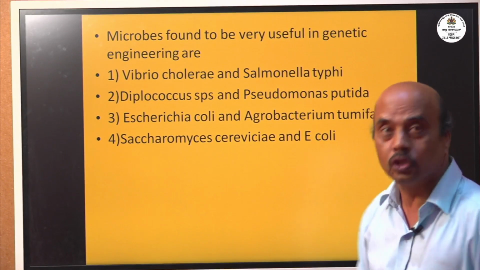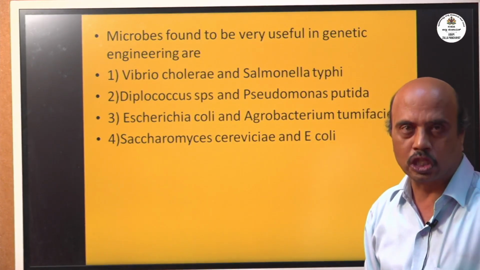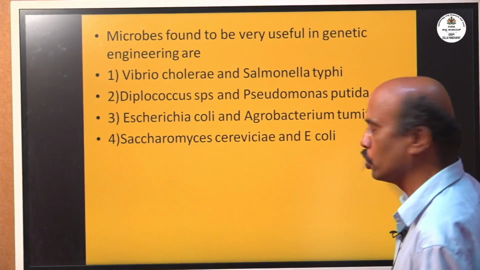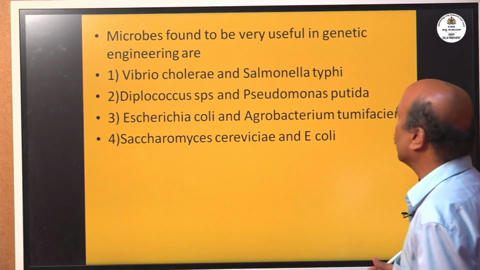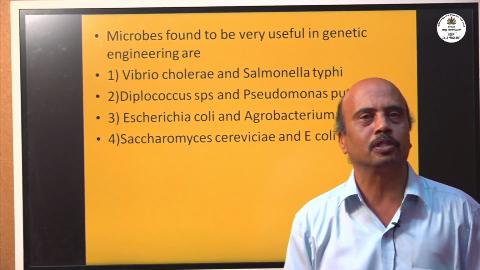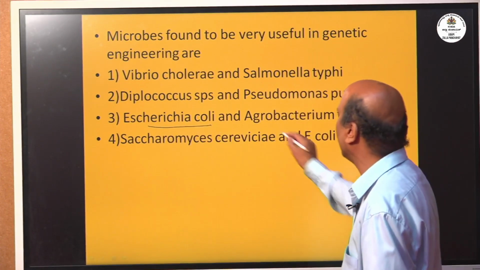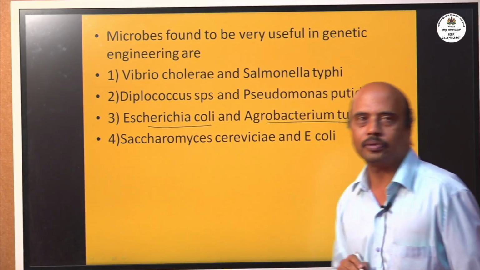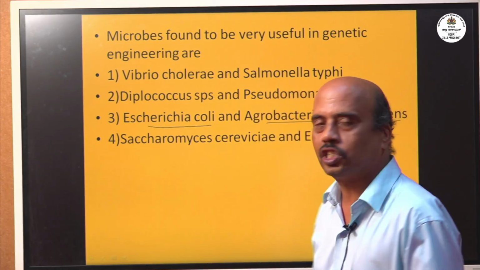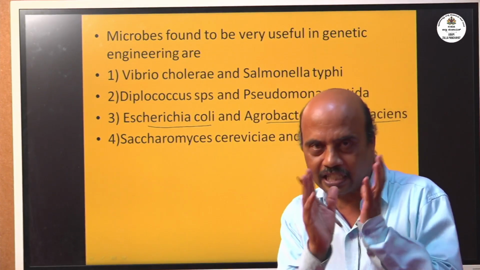Pseudomonas putida, of course, is used to transform into a super bug that is used to clear oil spills in the ocean. But the most common, very useful microorganisms used in genetic engineering are Escherichia coli, E. coli, and Agrobacterium tumefaciens. Most commonly used is Escherichia coli, but Agrobacterium tumefaciens is used to introduce the desired gene into plant cells because it has a vector.